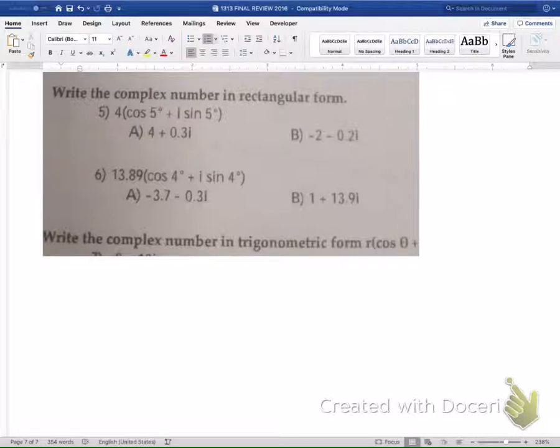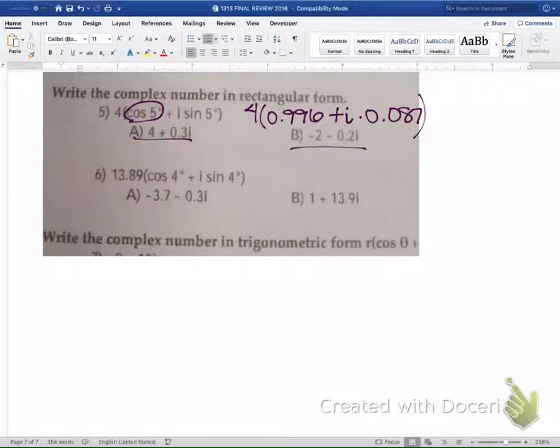There's 2 different ones here. In this case, if it's in decimal form, I would find the cosine of 5 degrees in my calculator, and I would get a decimal for that, see what it works out to. So cosine of 5 degrees gives me the decimal 0.996 plus i. Sine of 5 degrees gives me the decimal 0.087.